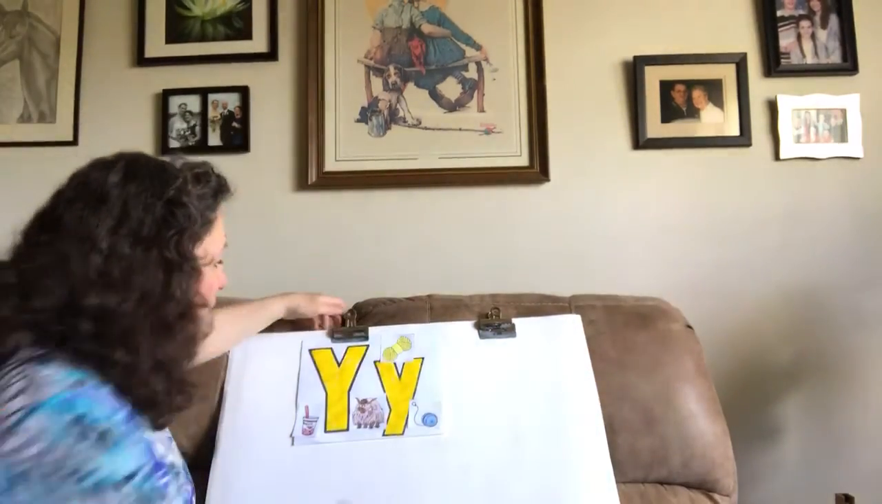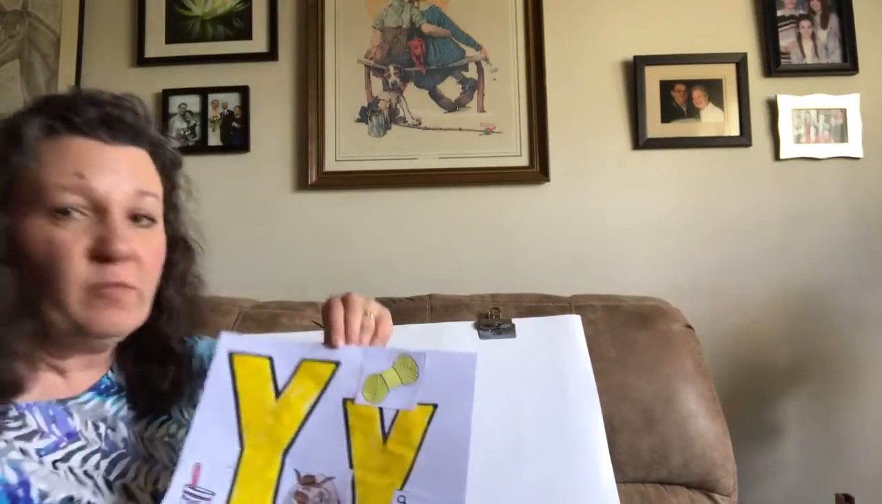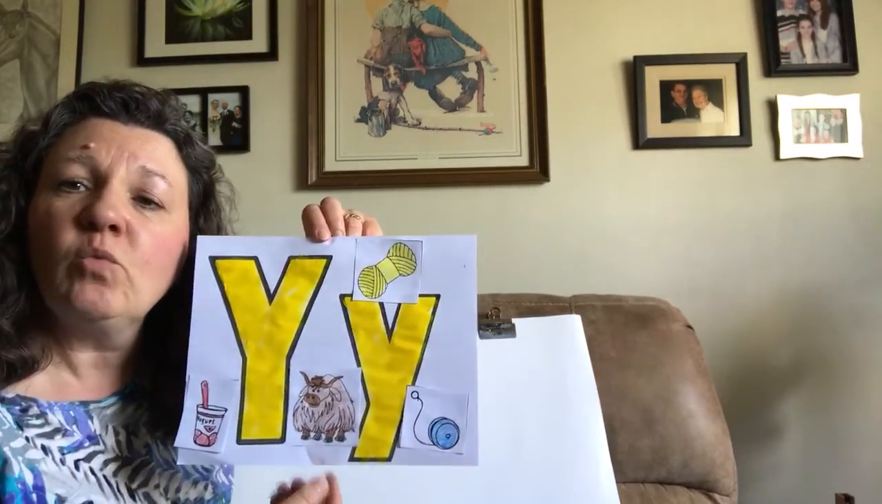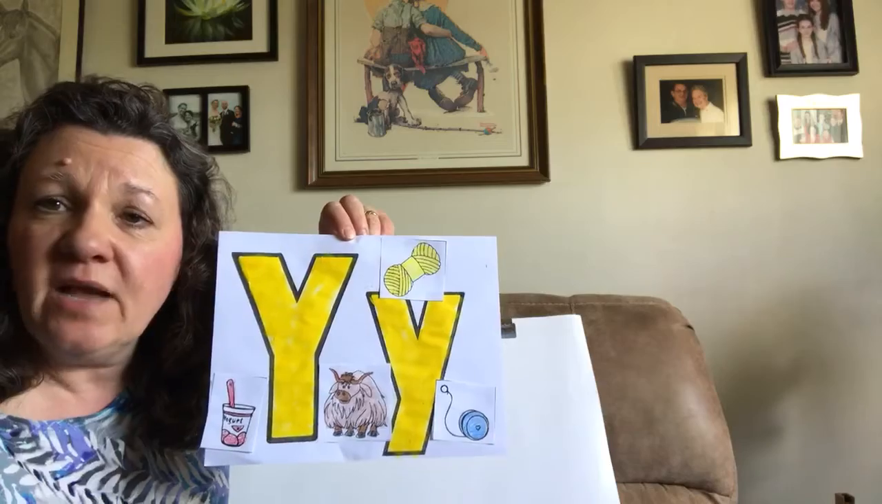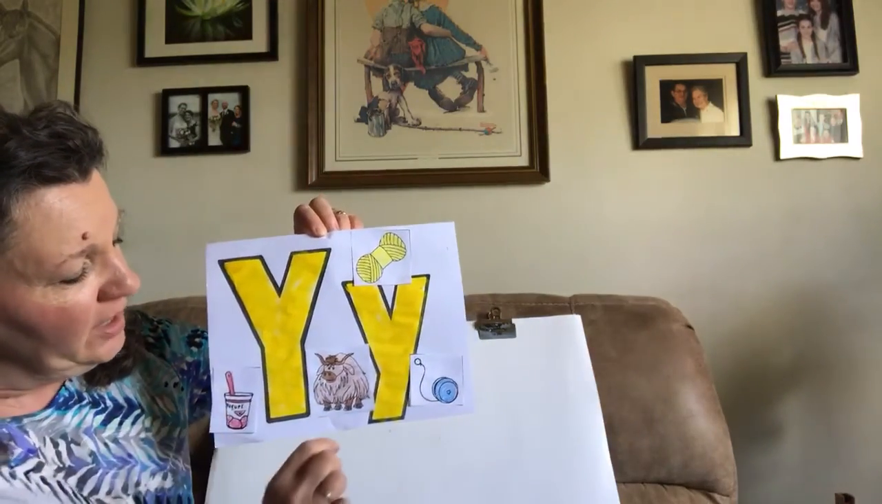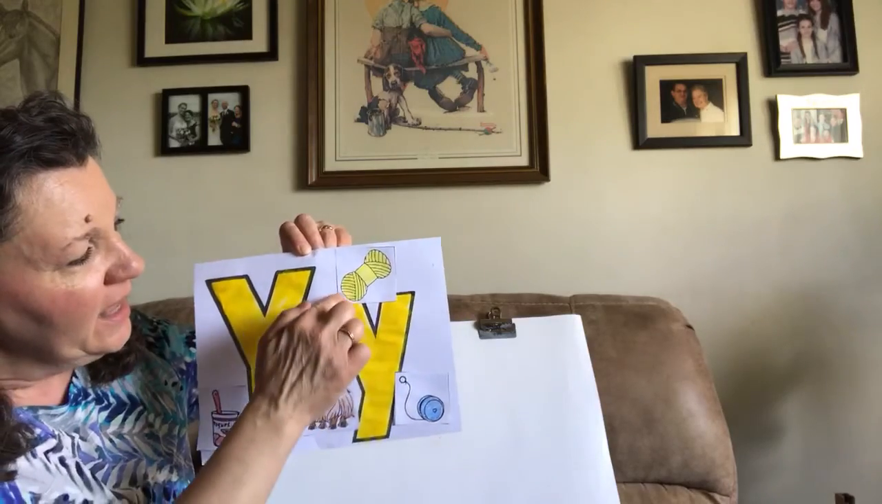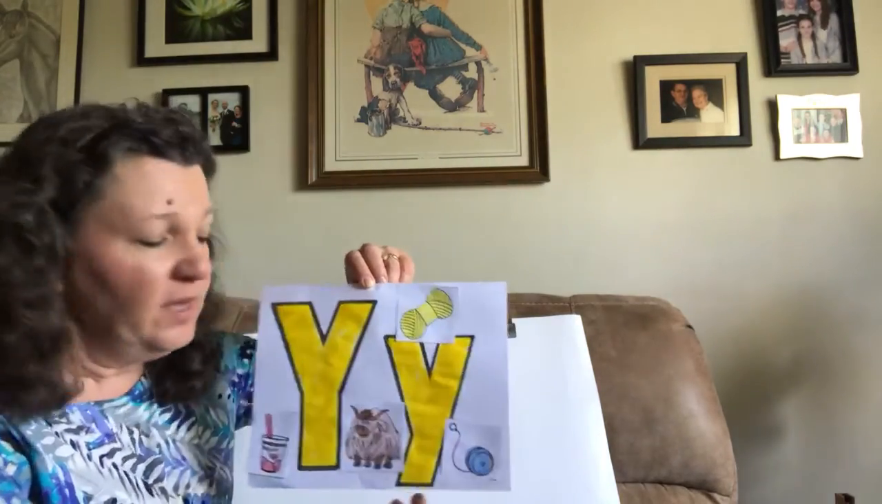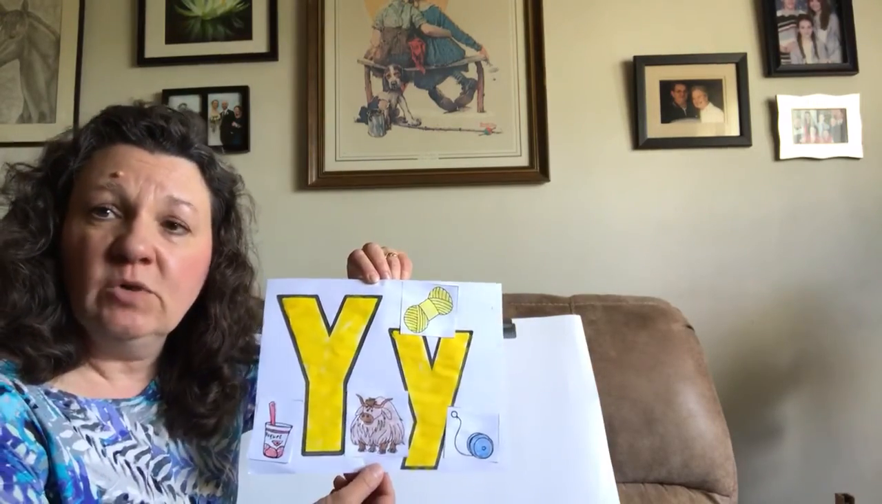All right, so let's just go over our pictures that we've got. Remember what letter this is? This is the letter Y, and the Y makes what sound? Y. Y. Like in yogurt, and yak, and yarn, and yo-yo. Okay, we'll do some more work with the letter Y tomorrow.